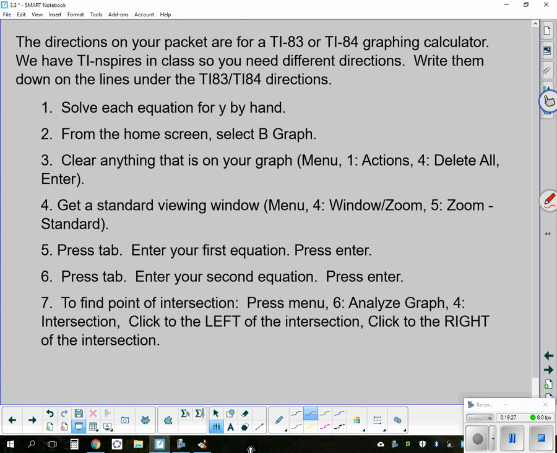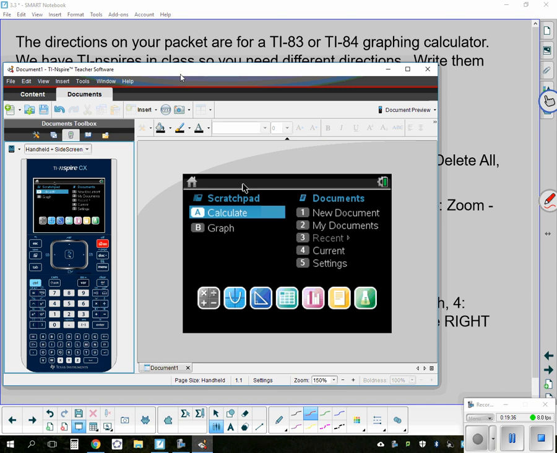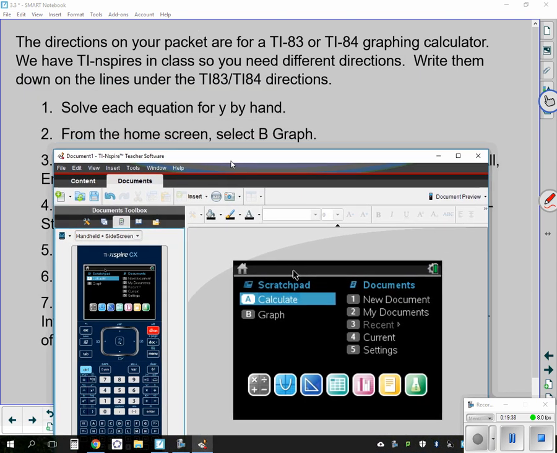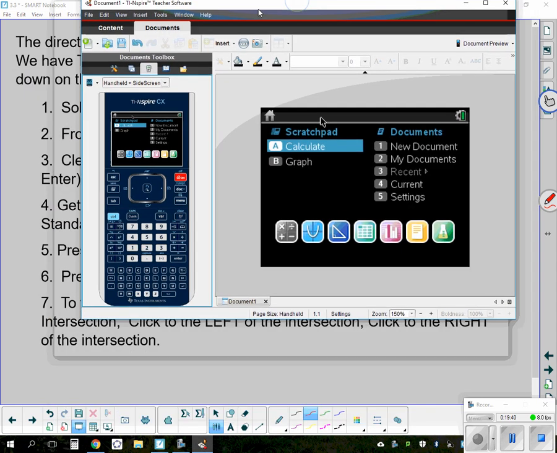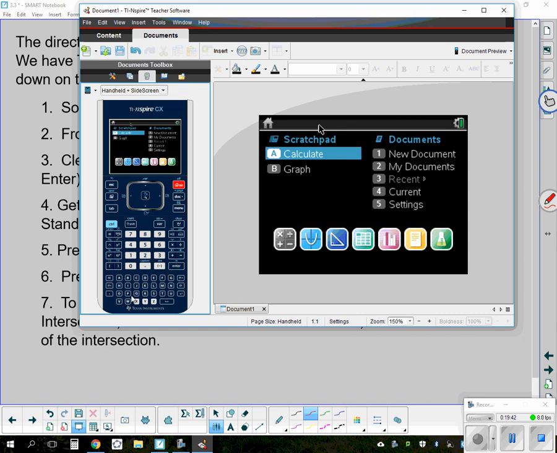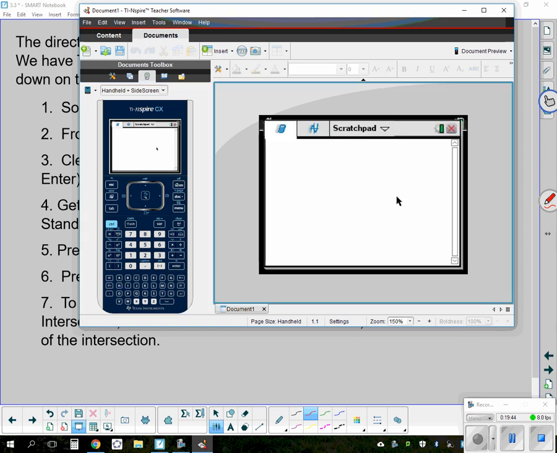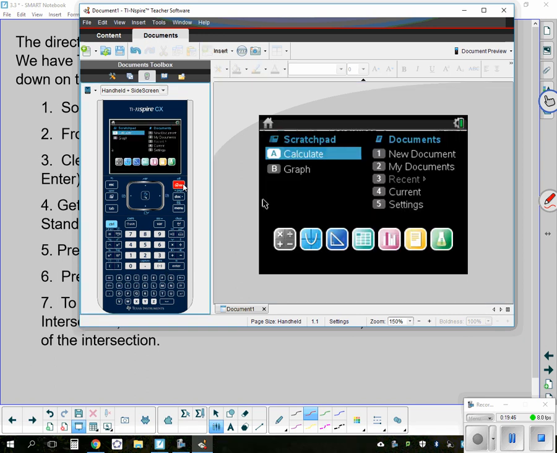I'm going to expose these. I would probably, if I were you, pause the video and write all this down and then go through it with me. So I'm going to bring up a calculator and show you exactly what to do. So step 2, from the home screen. So if you're not on the home screen, if you are anywhere else, like in your calculator screen, press the home button. You want to select B for graph.